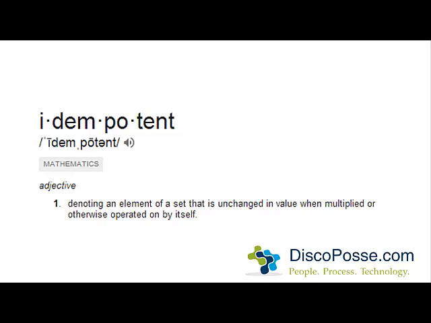Idempotent, as they describe in good old Wikipedia, means denoting an element of a set that is unchanged in value when multiplied or otherwise operated on by itself. Now I know what you're thinking. I'm no further ahead than I was 2 minutes ago on understanding what idempotent means. Well, let's think of it this way.